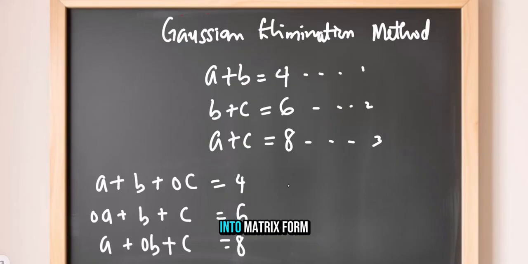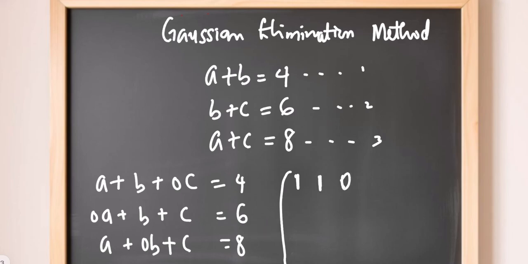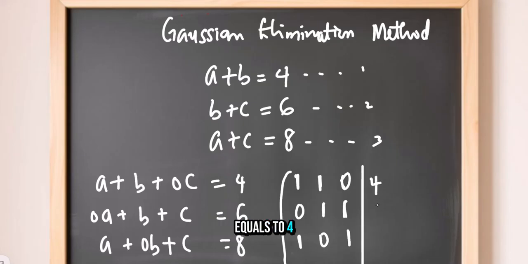Now, transforming this into matrix form. This can be transformed by writing out the coefficients. Here I'm going to have 1, 1, 0. So here I'm having 0, 1, 1. And here I'm having 1, 0, 1. So this is equal to 4, this is equal to 6, and this is equal to 8.